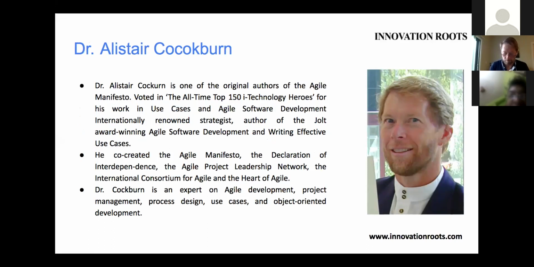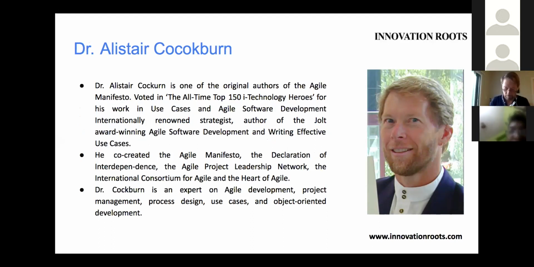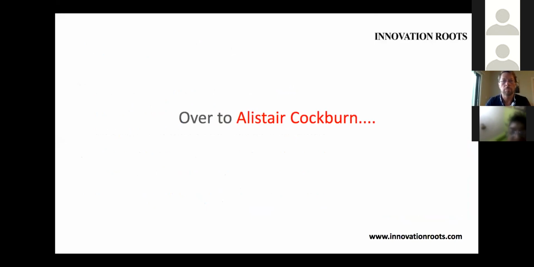We all know who Alistair Cockburn is. Dr. Alistair Cockburn is one of the original authors of the Agile Manifesto. He has been voted in the all-time top 150 IT technology heroes for his work in use cases and Agile software development. He has co-created the Agile Manifesto, the Declaration of Interdependence, the Agile Project Leadership Network, the International Consortium for Agile, and the Heart of Agile. And today we are going to talk about that. Now over to Alistair.